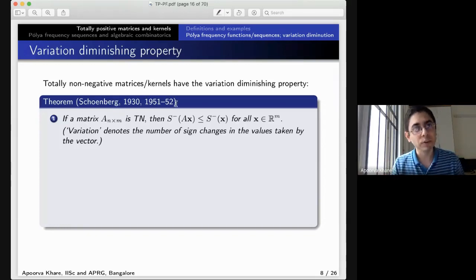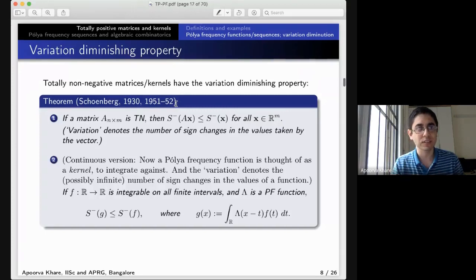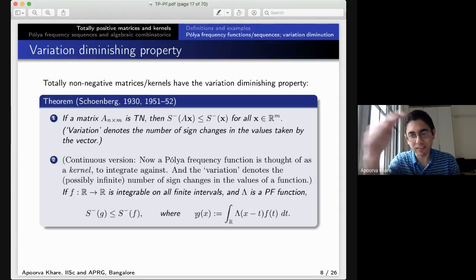You can do the same thing for functions or for Polya frequency functions. The continuous version is that such a function is to be thought of as a kernel, which you integrate against, and the variation denotes the possibly infinite number of sign changes. Take any test function, nice enough that it's integrable. Take lambda to be a Polya frequency function, integrate against it to form the output function. Then the output function has fewer sign changes. So it's exactly the same as the discrete version.